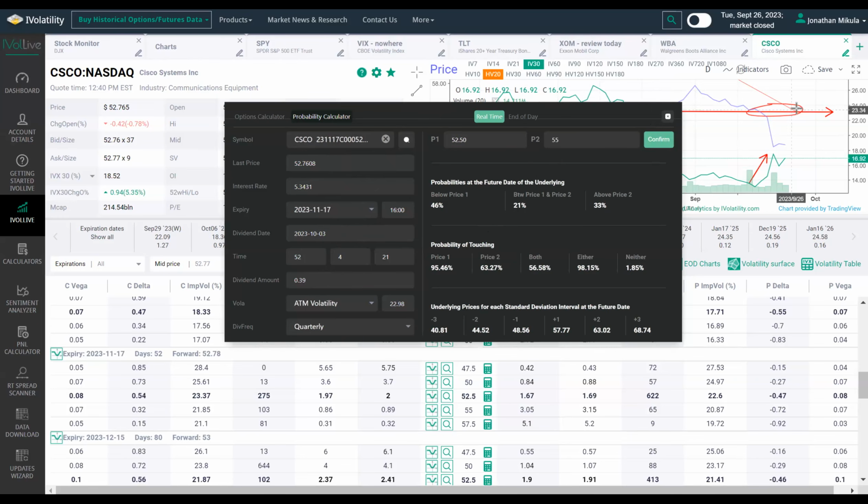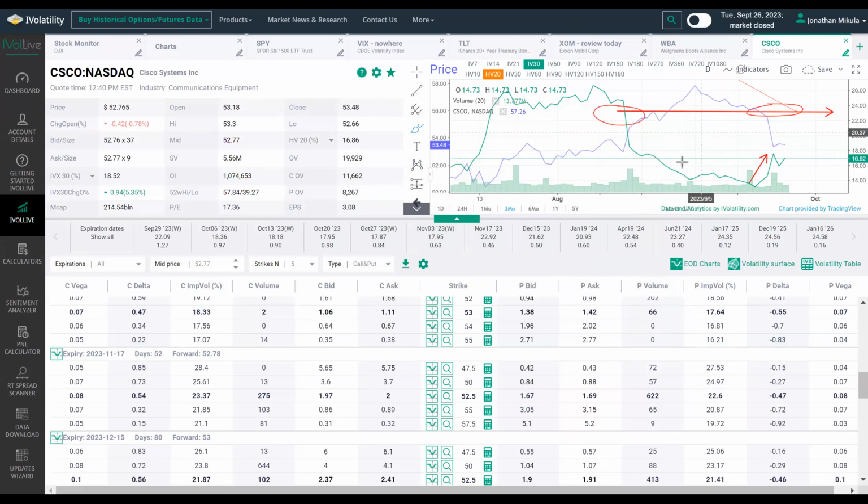But for today's purposes, we know, okay, based on our chart, based on our technical analysis, Cisco is exactly where we want it to be. If we want a trade that expires within the next 30 to 90 days, this November trade looks pretty sweet. So let's analyze what our P&L could be.